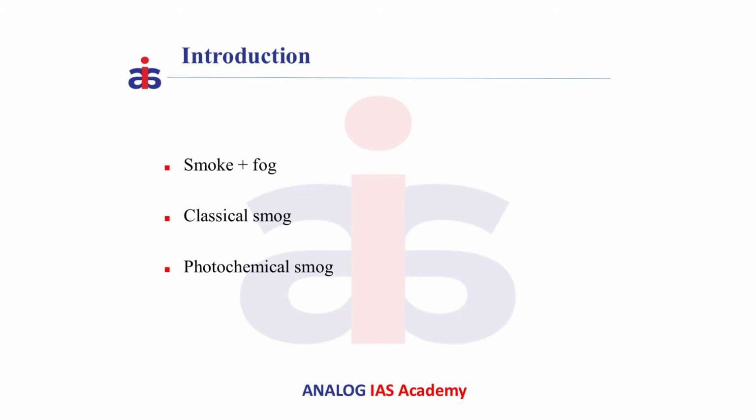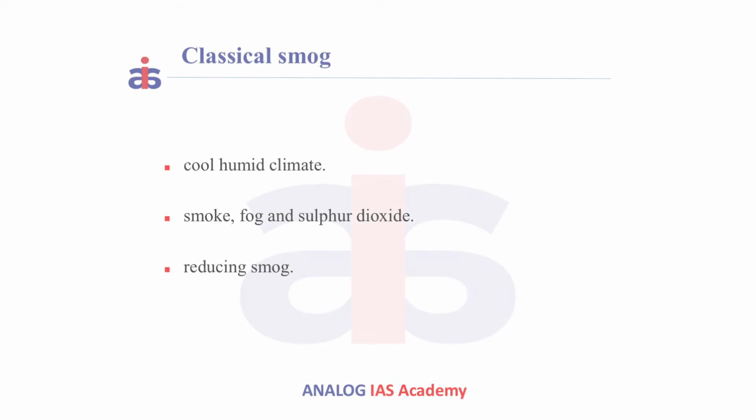There are two types of smogs, classical smog and photochemical smog. Let us first discuss classical smog. It occurs in cool, humid climate. It is a mixture of smoke, fog and sulfur dioxide. Chemically, it is a reducing mixture, so it is also called reducing smog.